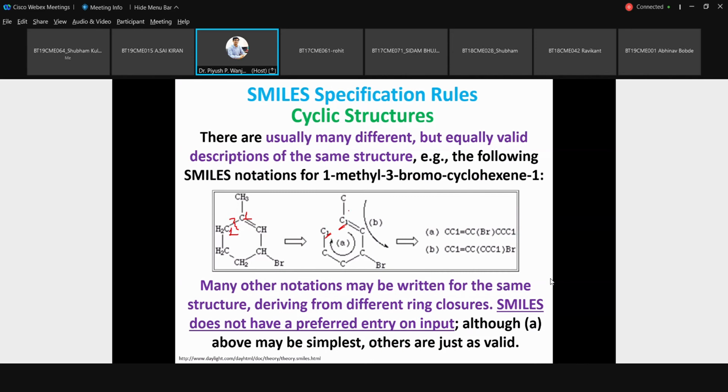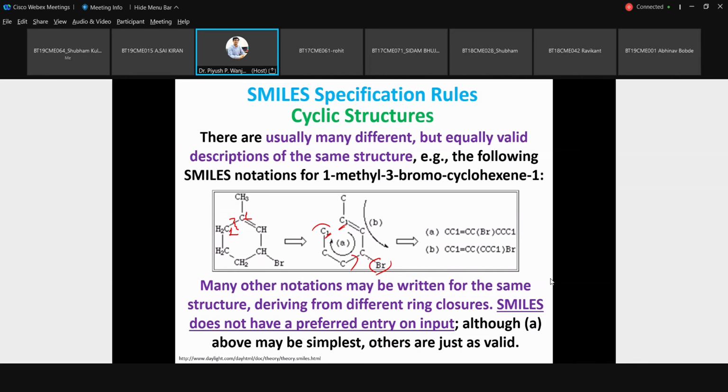So what you can do: CC1, C1, double bond C, C. Then in the bracket they have considered bromine, and then they have continued with CCC1. Fine. Or you can consider this entire thing after C as another branch. So C1, CC, same thing you had earlier, and the other thing is considered as the branch. So capital C, C1, and this is continued.